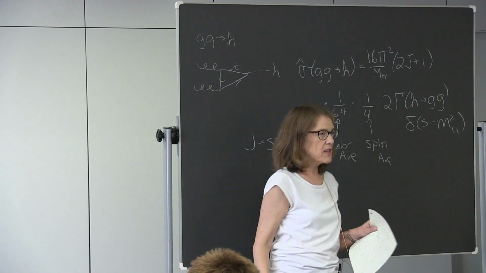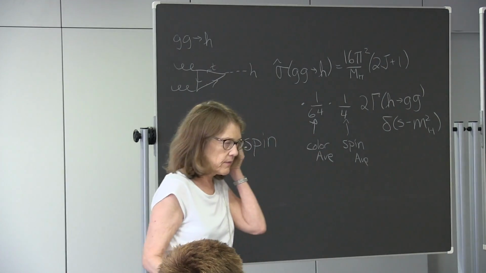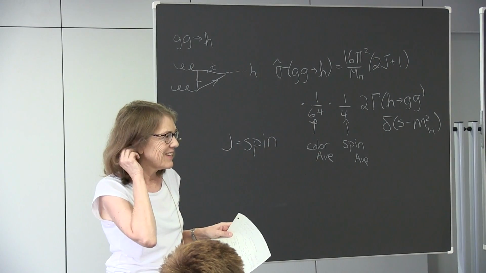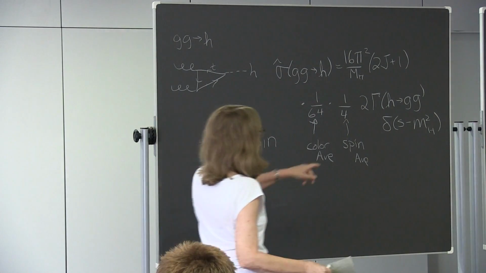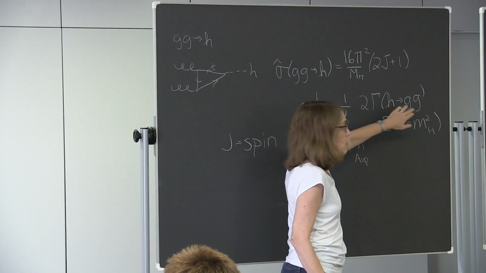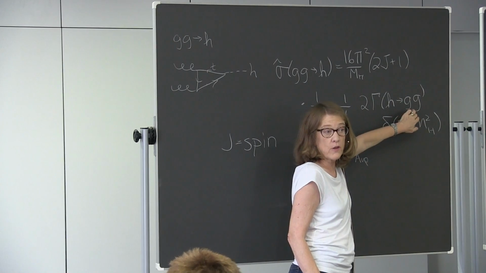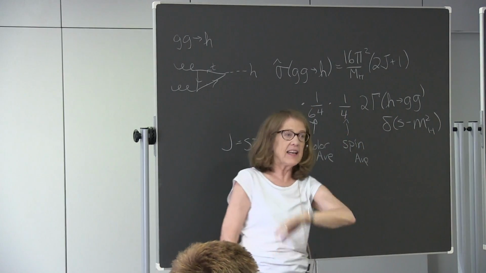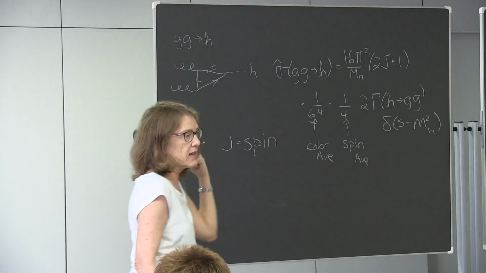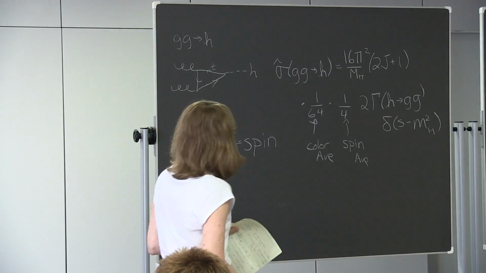Anybody want to tell me what the 2 is? There's physics in that, too. What's that? Yeah, that's good. When I calculate the decay H goes to GG, they're identical particles, so there's a half in the final state. I got to take that half out when I'm calculating the cross-section. Okay, so there we go.